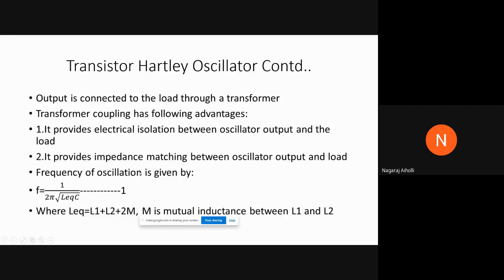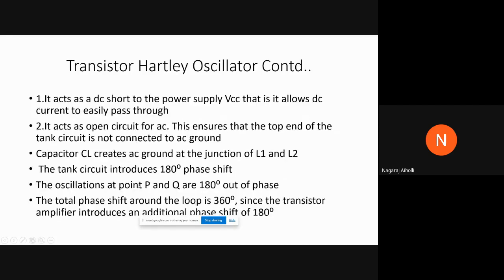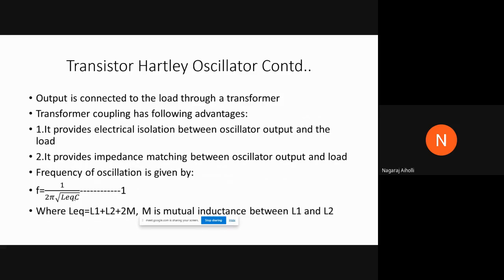Frequency of oscillation is given by the formula f is equal to 1 upon 2 pi square root of L equivalent into C, where L equivalent is given by L1 plus L2 plus 2M, where M is the mutual inductance between L1 and L2. The frequency of oscillation of the transistor Hartley oscillator is given by f is equal to 1 upon 2 pi square root of L equivalent into C.